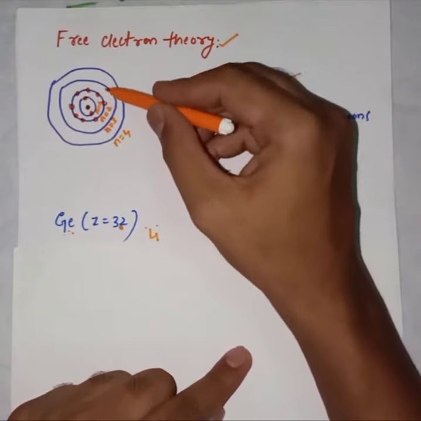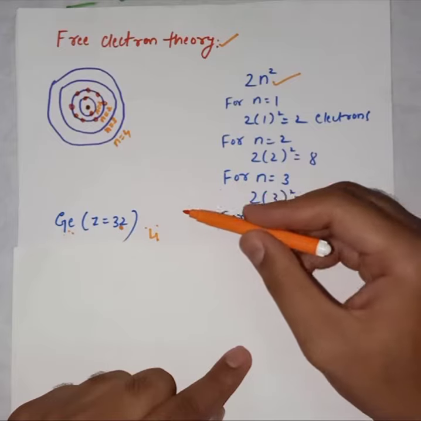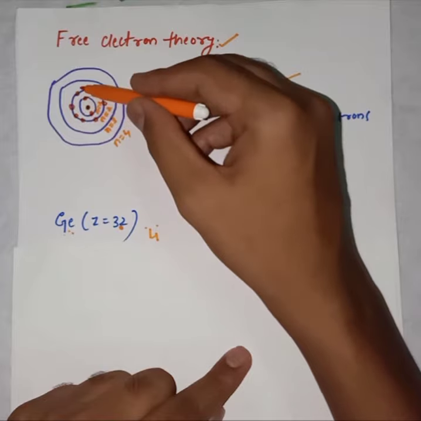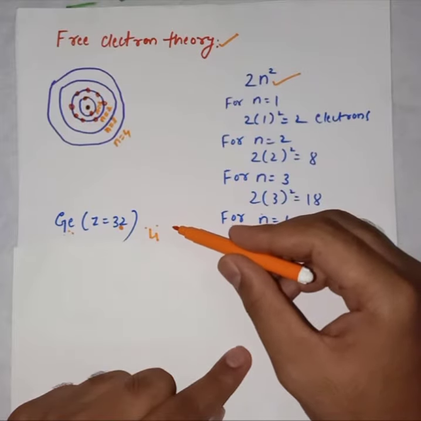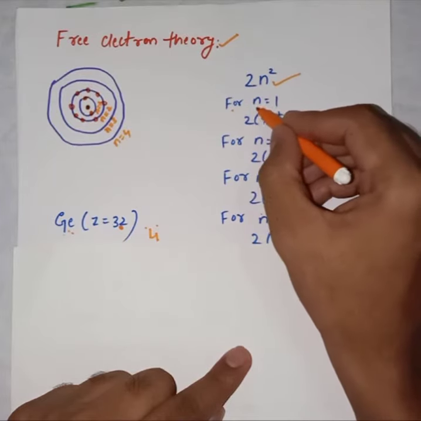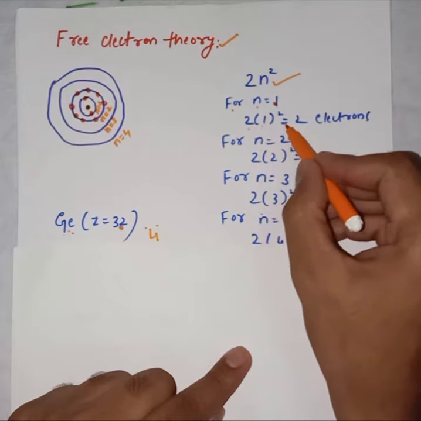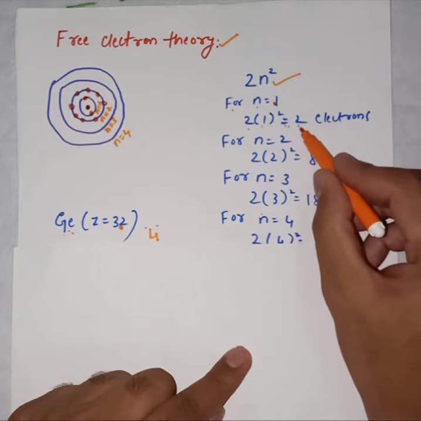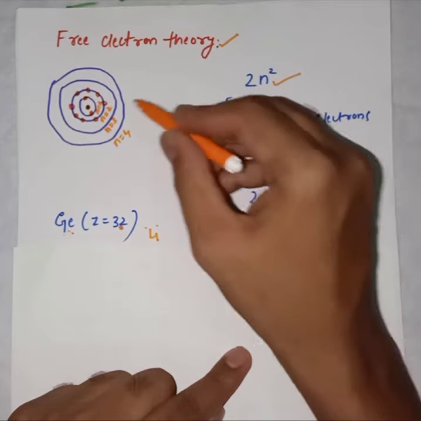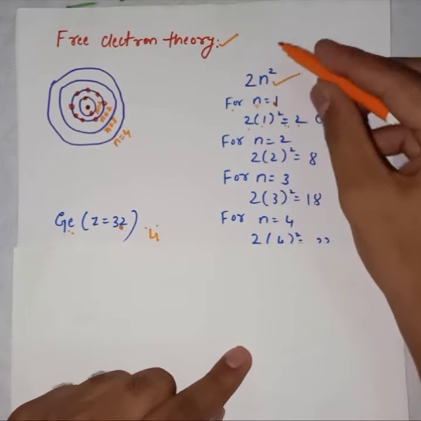Now, maximum how many electrons can fill in it out of 32? Not all 32 can fill, only a few electrons can fill. That is, 2 electrons can fill in it. Then why 2 only? That is given by this formula, the 2n square rule. For n is equal to 1, substitute n is equal to 1 in this formula. So 2 into 1 square, that is equal to 2. This is only 2 electrons. Maximum 2 electrons can fill in the n is equal to 1 state. Not more than that. That is Pauli's exclusion principle formula only.